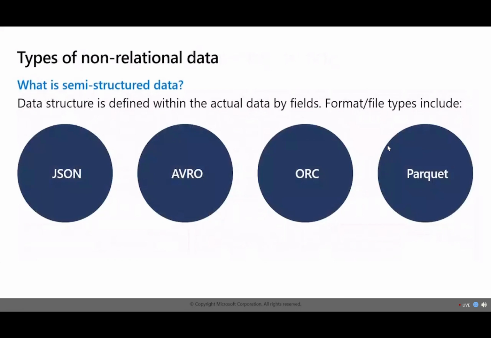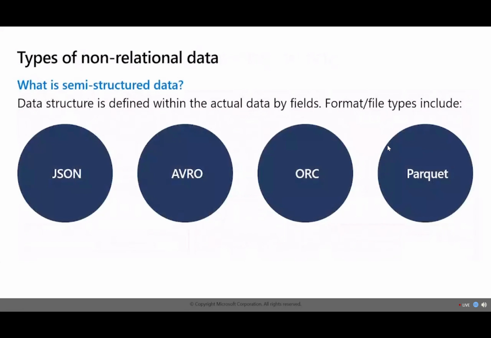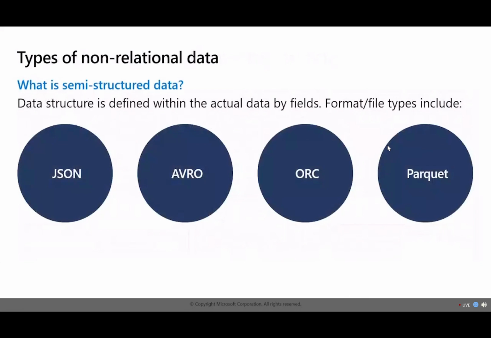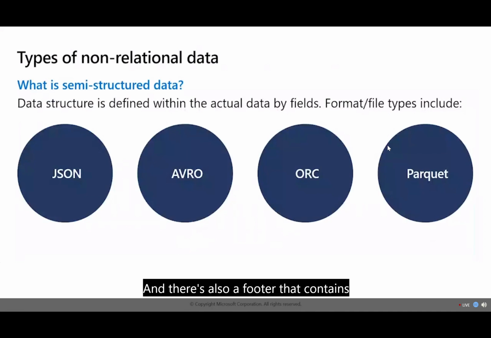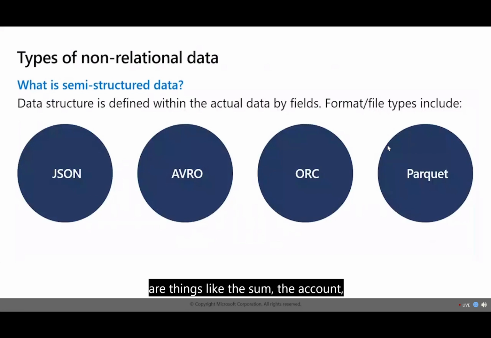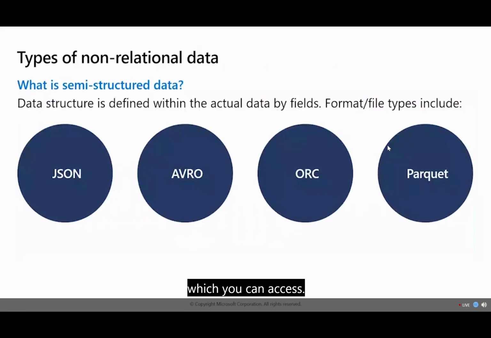Now, an ORC file contains stripes of data. Each stripe holds the data for a column or set of columns. A stripe contains an index into the rows in the stripe, and the data for each row, and there's also a footer that contains statistical information. This statistical information includes things like the sum, the count, and the max and min of that particular stripe of data, which you can access.